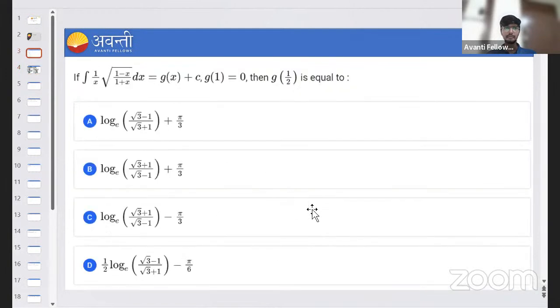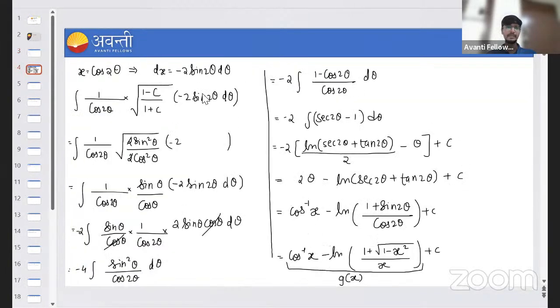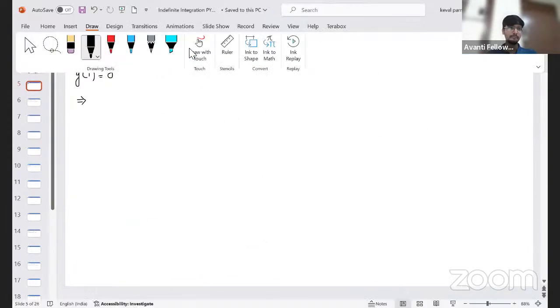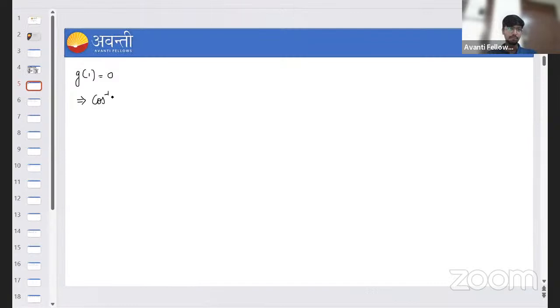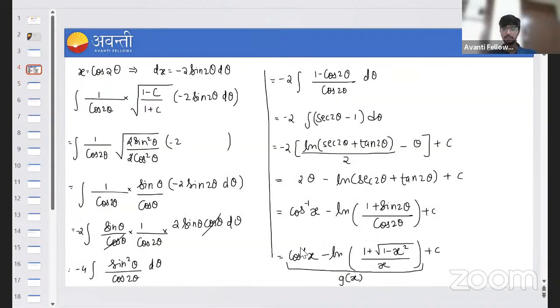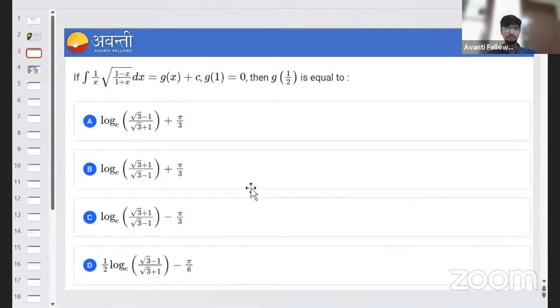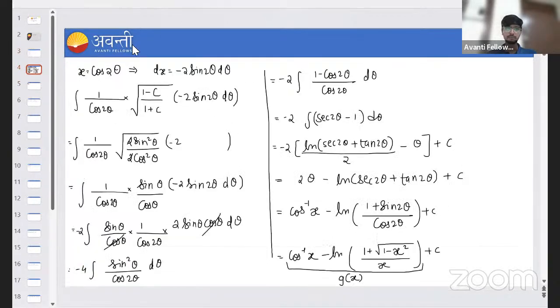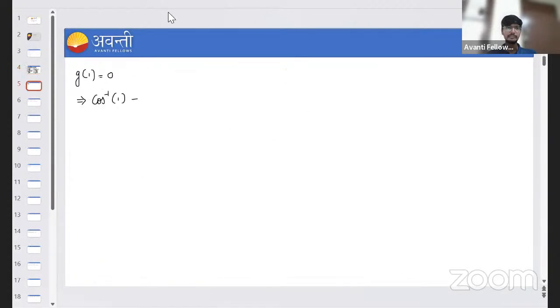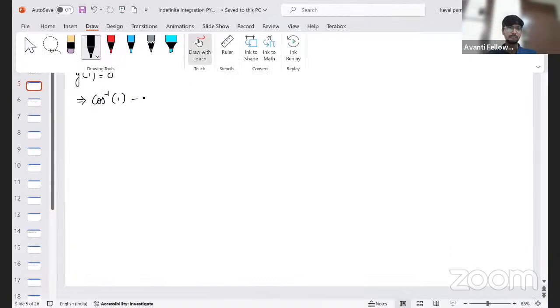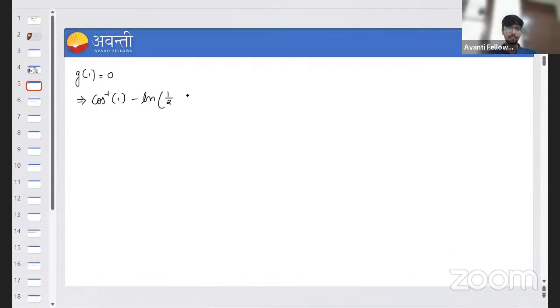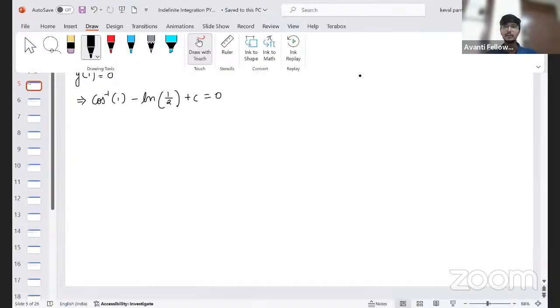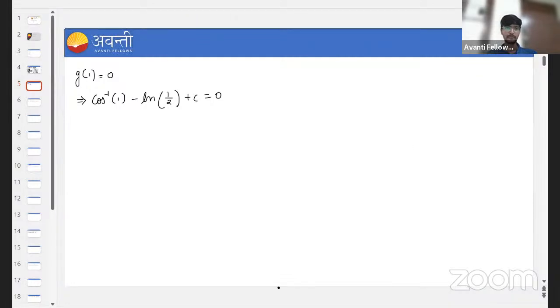Yeah, I'll get cos inverse of 1 minus, so cos inverse of 1, ln 0 by 2. So I'll get c, 1 by 2 plus c is equal to 0. So from this, I'll get my value of c. Correct? What is my value of c?